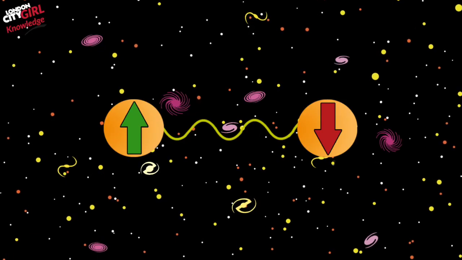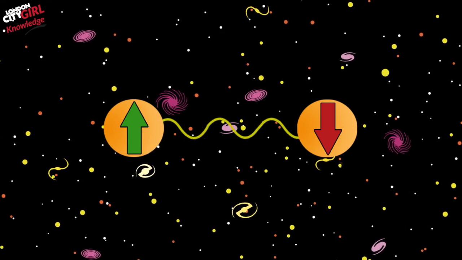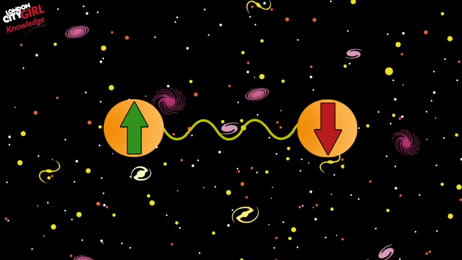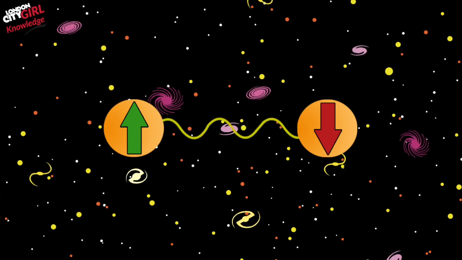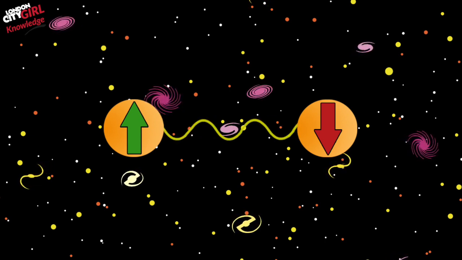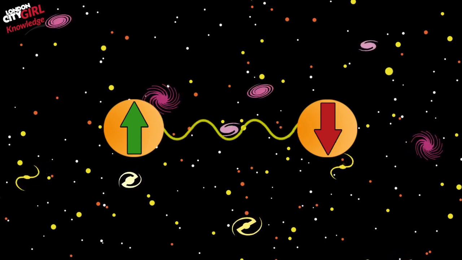A pair of entangled particles could be separated by an entire universe, and when one is measured to be spin up in axis 1, the other one will be spin down in that same axis. Einstein called this phenomena spooky action at a distance.